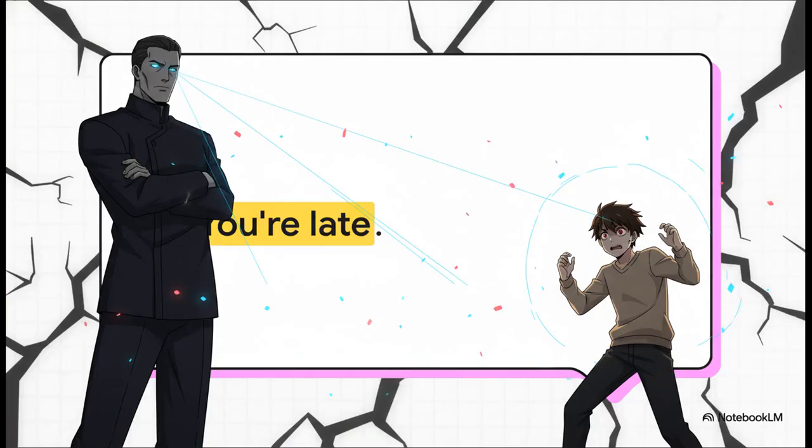And then Silas speaks. And what's his first line? Two words. "You're late." That's it. It's not a question, is it? It's a statement, a judgment. And boom, just like that, he's completely taken control of the scene and put Kid on his back foot.